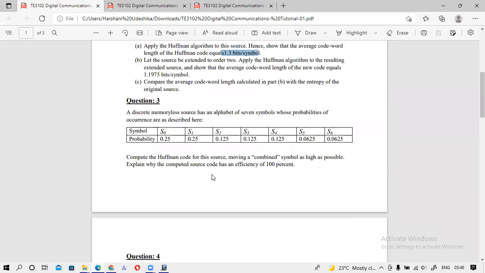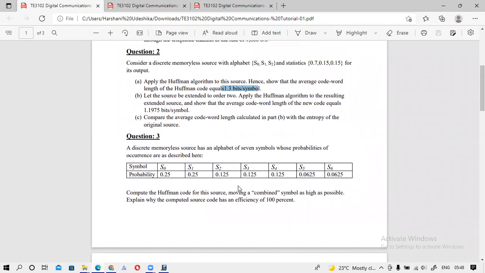So in question 3, here also the same thing, I think. We have to increase the order of the source as much as possible. I think that is what it means.